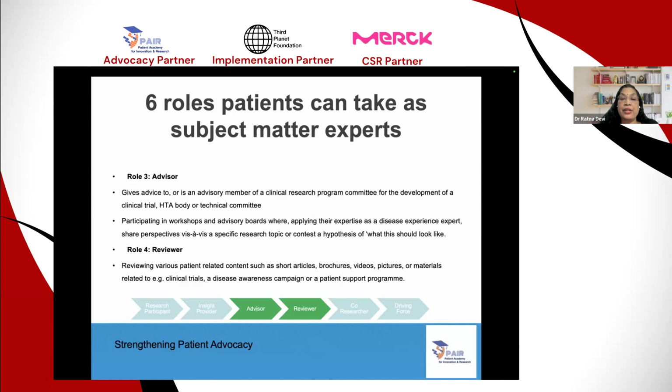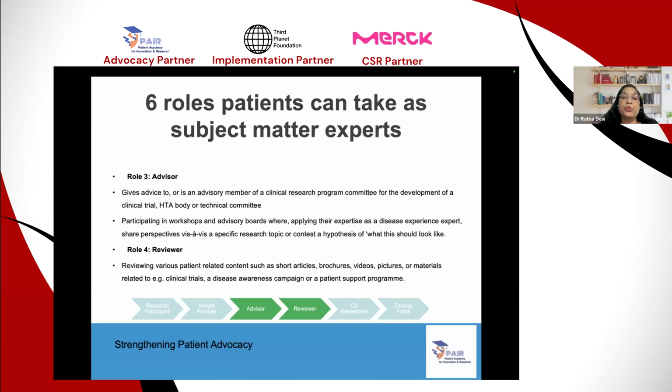So they can give advice to, or is an advisory member of, a clinical research program committee, a clinical board, community boards, etc., for the development of trials, HTA bodies, or technical committees. They participate in workshops and advisory boards, where, applying their expertise as a disease experience expert, they share their perspectives vis-a-vis a specific topic, or contest a hypothesis on what this should look like.